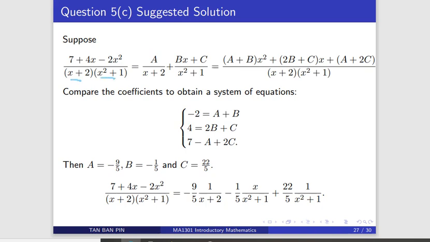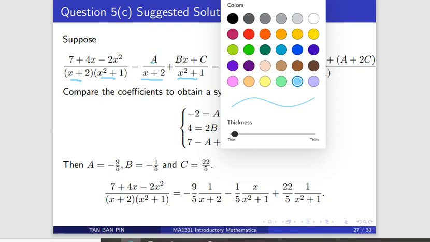So for the x plus 2 term, you need an A term on top. And x squared plus 1 is a quadratic factor. For a quadratic factor, the partial fraction rule says that you need to have Bx plus C in the numerator. After that, you can combine them back into a single fraction to solve for A, B, and C.